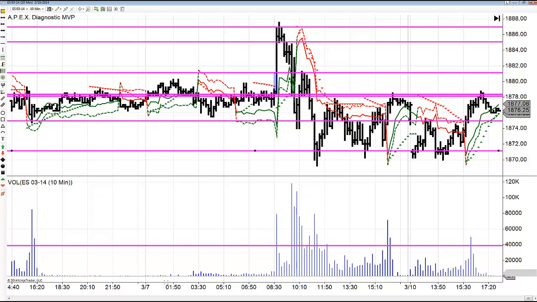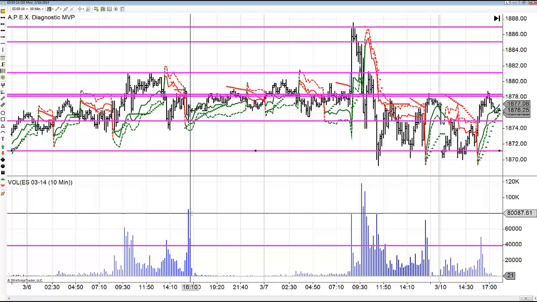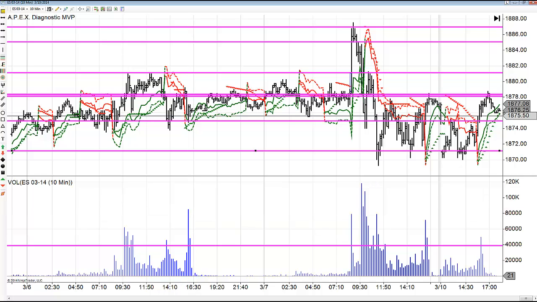We can pick that and ask, okay, what day was that on? And that was right there. So that was the previous day. By the way, that was the previous day's high volume close, right before NFP. That's what this level was right here.